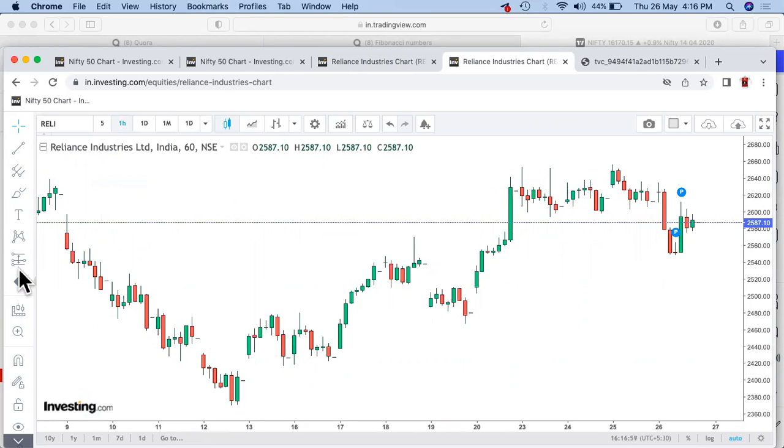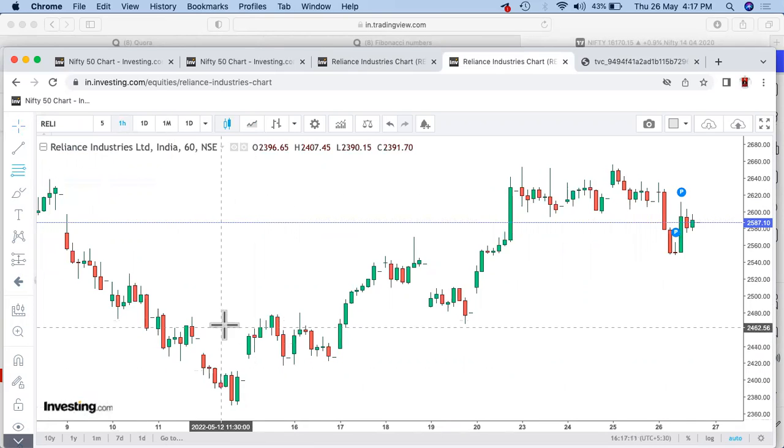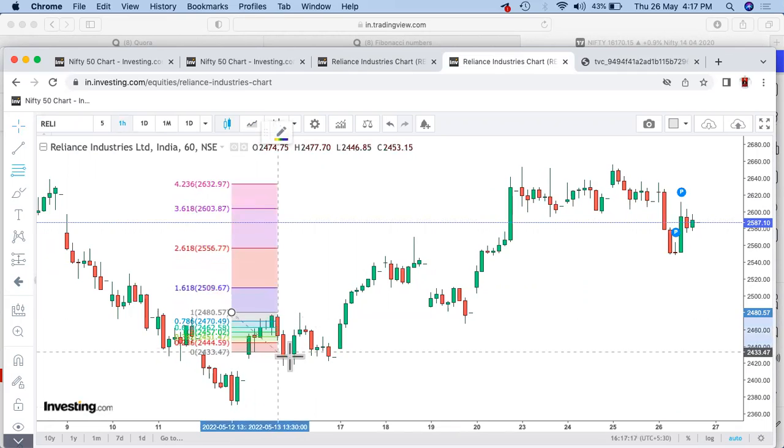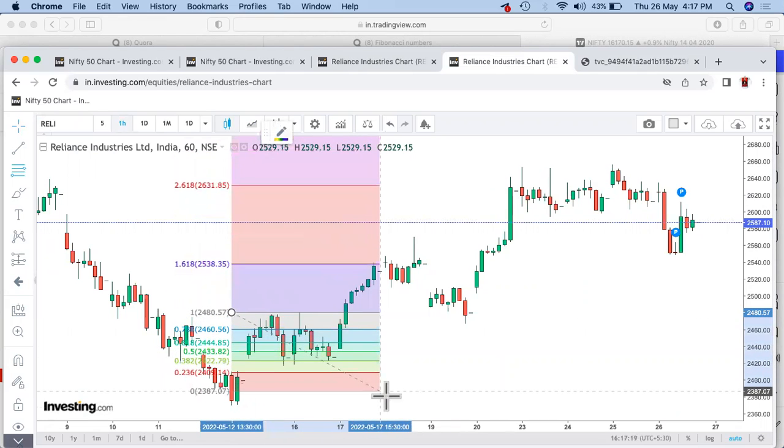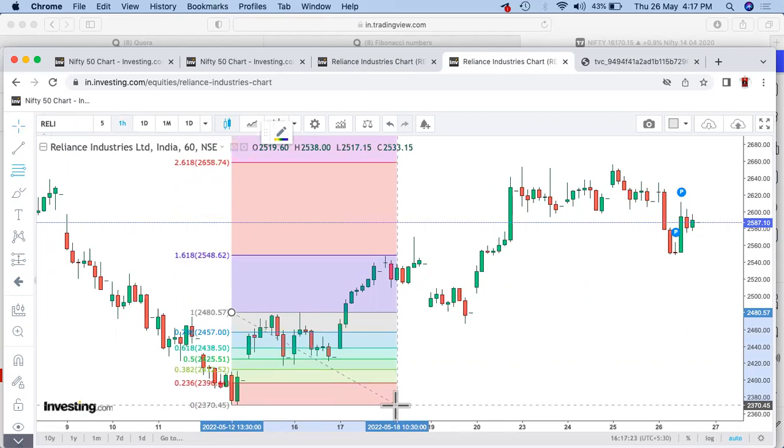On the left hand side, we have got various tools. So 1, 2, 3, the third tool. I get a small arrow over here. I click on that. I immediately get these various tools. Again over here, it is Fib Retracement. So I click on that. What I do is I again get a high, and I get a low, right?